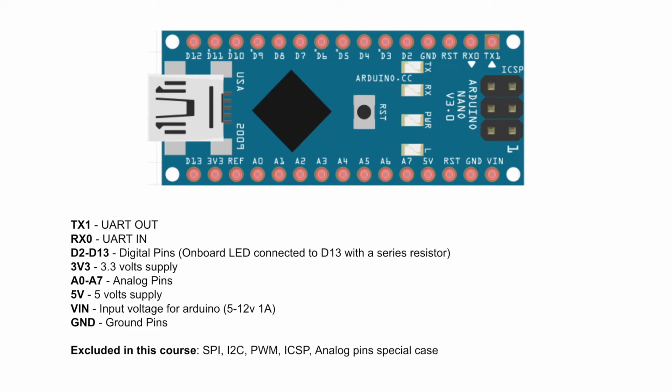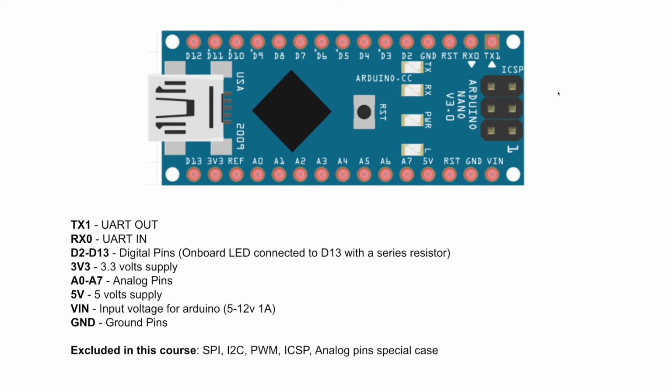Then comes the ICSP. So the 6 pins that I showed you on Arduino Nano, the pins that you can see here on the right, these are again used to communicate with other Arduino boards. Okay, so not going to do that in this course. And then there is a special case with some of the analog pins. It's that some of the analog pins can be used as both input and output, right? And some of the analog pins can be used only for input. So we are not going to look into that right now.